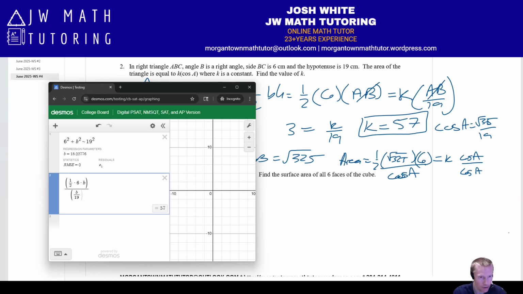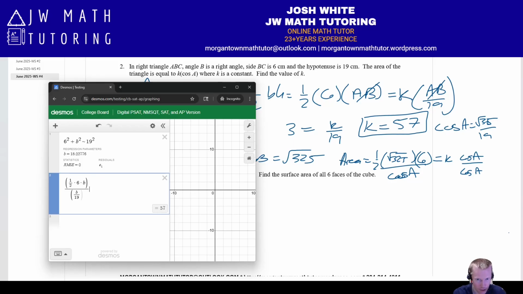I've got the area of the triangle on top that's being divided by the cosine of A. Cosine of A is adjacent over hypotenuse, which in this case is this b from up here over 19, and it works out to exactly 57. That's what we want. So this is how you'd have to do it, because you can't take one value from a regression statement and carry it over and use it in another one. That's the issue, basically, that I was running into.